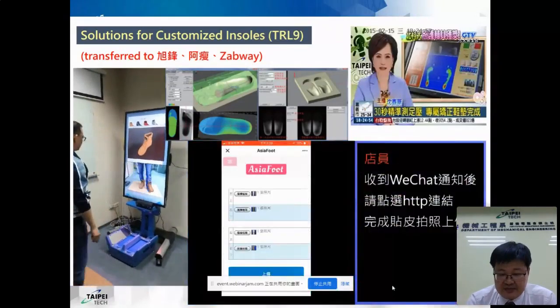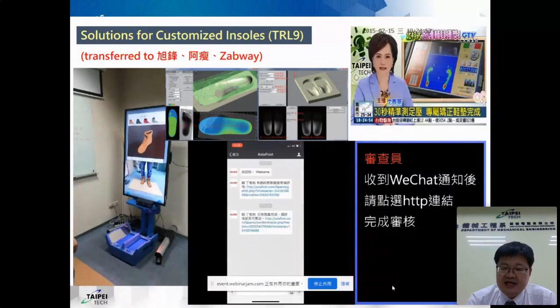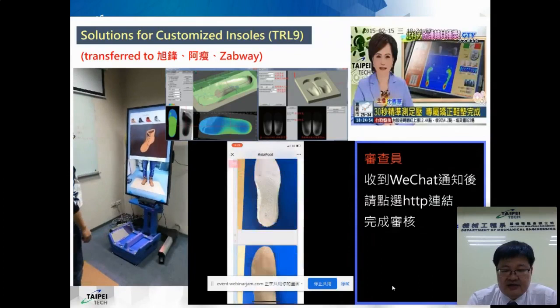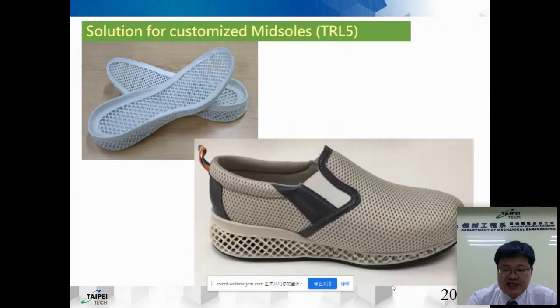After the design, we can scan and send it back and tell the customer to come back to pick it up. So that's the process for the insole. We are also working on the midsole. As you see, for the insole technology for 3D printing, we are using material extrusion of TPU material.